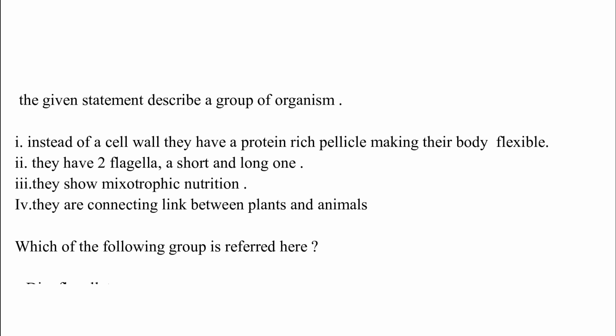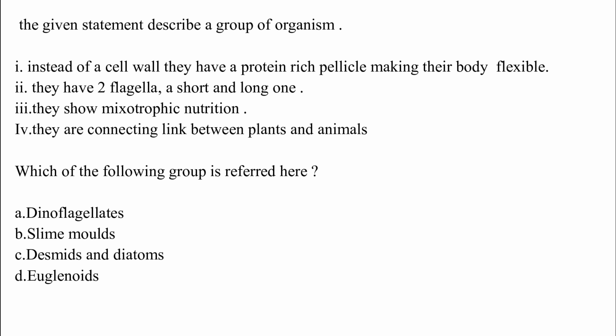The given statements describe a group of organisms. One, instead of a cell wall, they have a protein-rich pellicle that makes their body flexible. Two, they have two flagella, a short and a long one. Three, they show mixotrophic nutrition. Four, they are a connecting link between plants and animals. Which of the following groups is referred to here? Option A, dinoflagellates. Option B, slime mold. Option C, desmids and diatoms. Option D, euglenoids. The correct answer is option D, euglenoids.